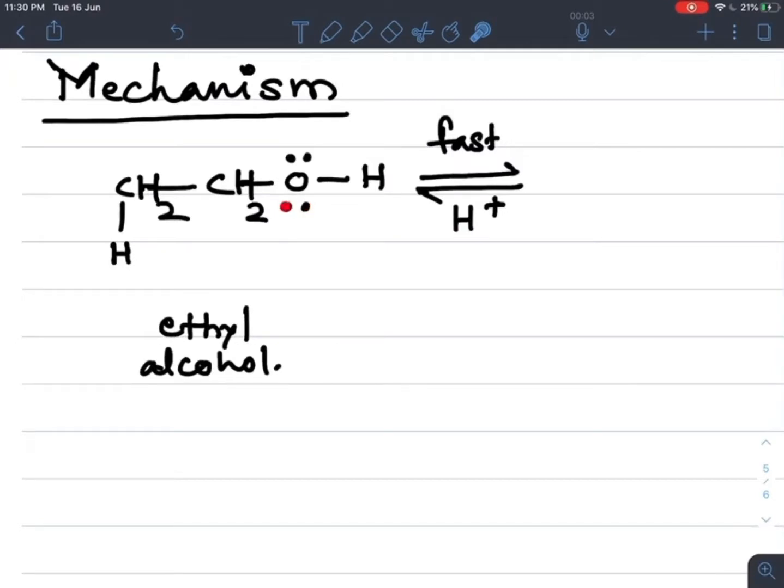So oxygen donates this pair of electrons to H plus and forms a bond with the H plus, that is, an OH bond is formed, and that's why this oxygen carries a positive charge. So what happens? This is the protonation of alcohol that takes place. This proton is accepted by the alcohol, with breaking of the OH bond.